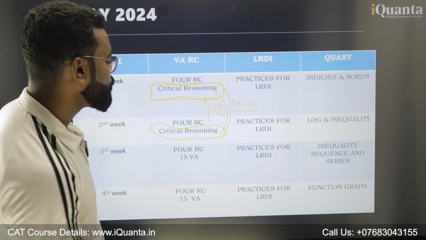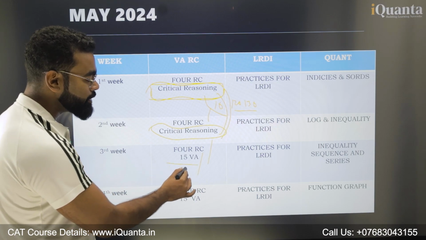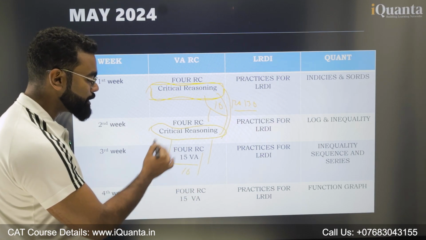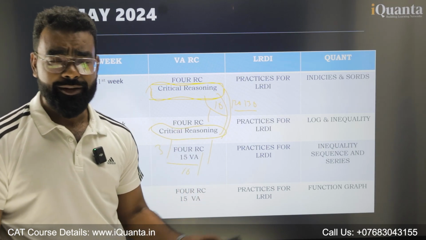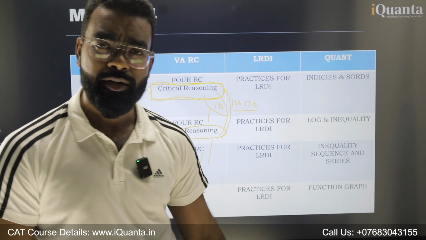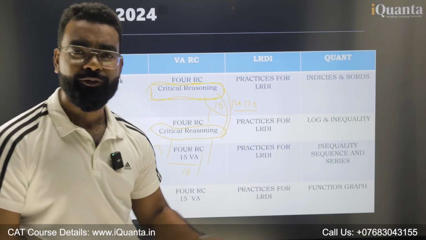And after that, you have to do 4 RC every day and 15 VA every day. If you are unable to do 15, do 10. Unable to do 4, do 3. That's fine. But do it every day. You can take a break on the 7th day, but the 6 days you need to work hard. Like 6 days like an office, like a habit. You have to do it, you have to do it, and you have to do it.